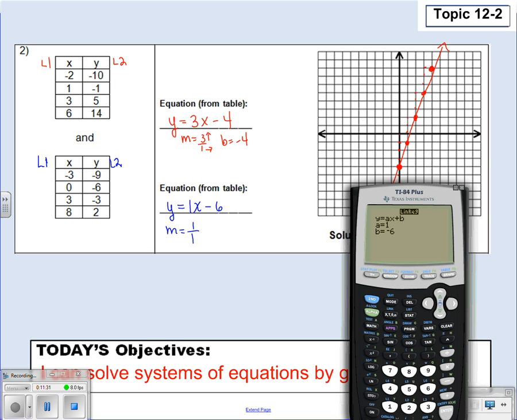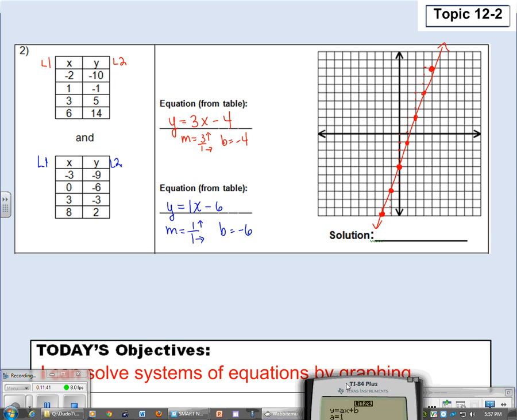Let's put it over 1 so we know what that looks like. Top number tells us to go up, bottom number is to the right. Our y-intercept is at -6, so we're going to start off on the y-axis at -6. Start at the origin and go down 6. 1, 2, 3, 4, 5, 6. Here's the beginning point for our second equation, and now our slope is up 1 to the right 1.